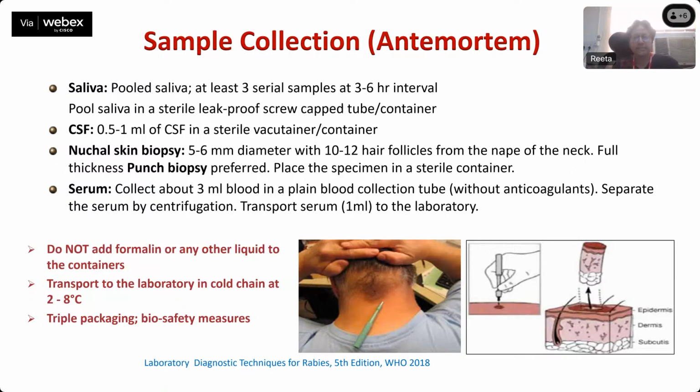Another sample which we can test is the cerebrospinal fluid or the CSF sample. We can also test a nape of neck skin biopsy, which is called a nuchal skin biopsy. We all know that since the hair follicles are highly innervated structures, there are higher chances of finding the virus at the root of the hair follicles. That is why we choose the skin at the nape of the neck, because the concentration of hair follicles is quite high in a smaller area of the skin at that site. As shown in the figure, a punch biopsy can be taken at the nape of the neck, which should be at least 5 to 6 millimeters in diameter with about 10 to 12 hair follicles.